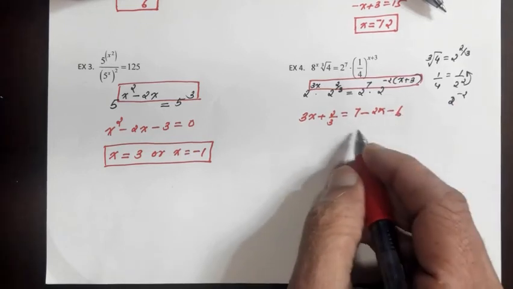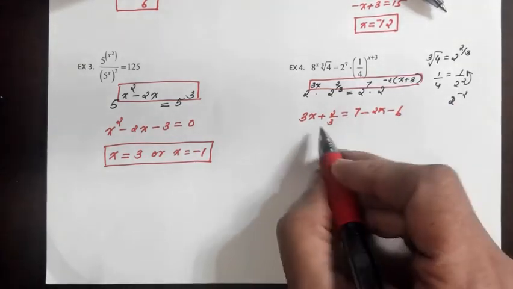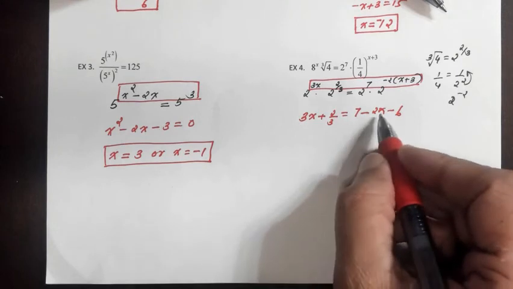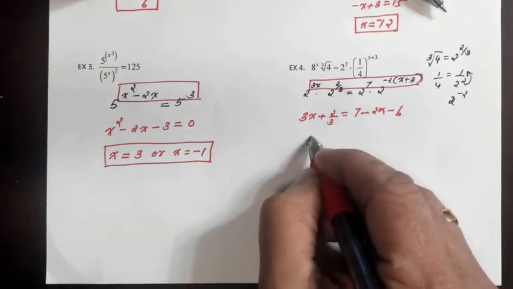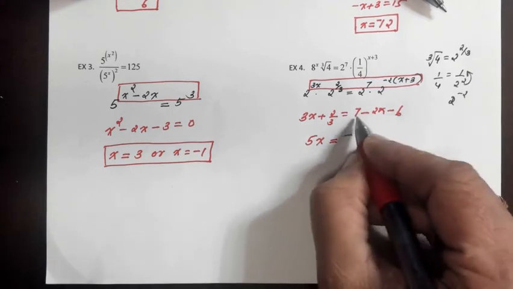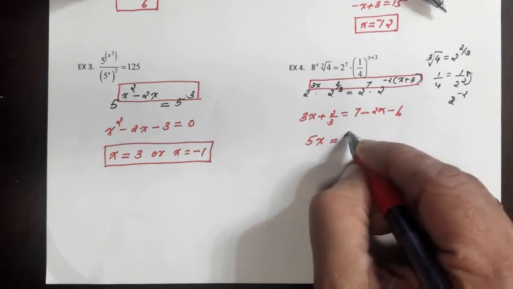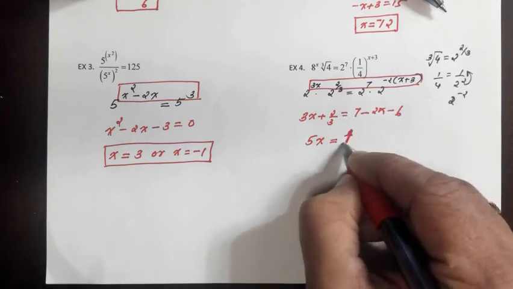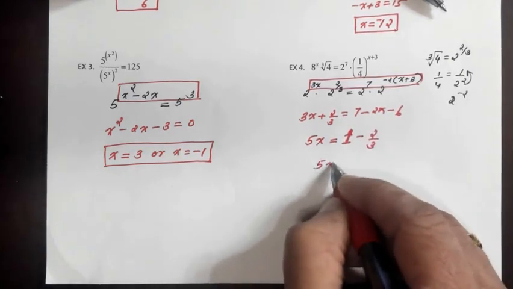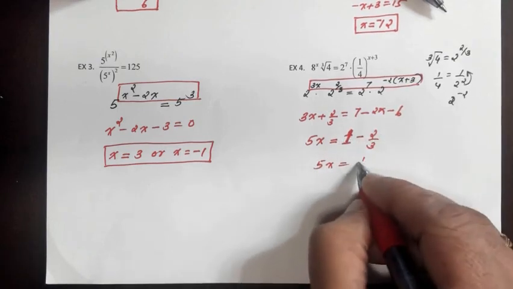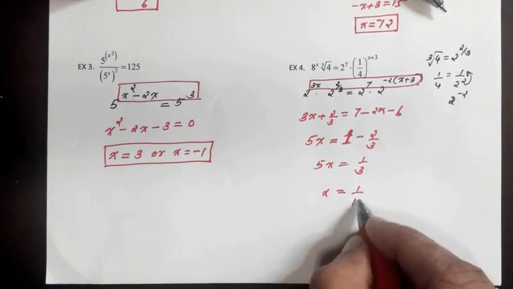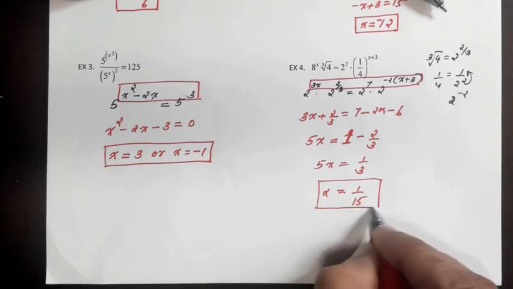Okay, do the math. When you manipulate all the things in here, it will be 3x plus 2x, that will be 5x, is going to be equal to 7 minus 6, which is actually 1, minus 2/3. So 5x is equal to 1/3, and x is equal to 1/15. 5 multiplied here, 1/15. Okay.